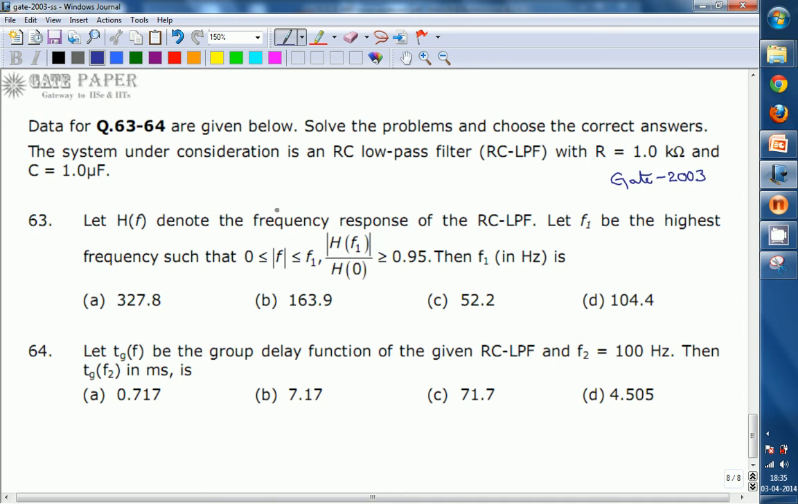Let H of f denote the frequency response of the RC low pass filter. Let f1 be the highest frequency such that 0 less than or equal to f less than or equal to f1, then mod H of f1 divided by H of 0 is greater than or equal to 0.95. Then we need to find the f1 value here.